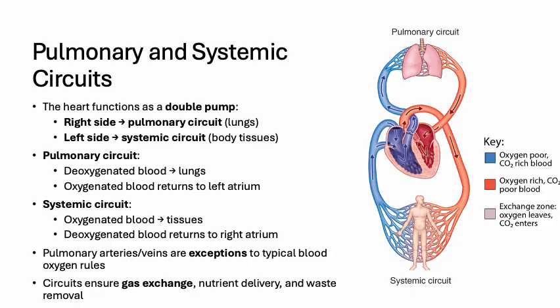It's also very important to note an exception to the common rule. Normally, arteries carry oxygenated blood and veins carry deoxygenated blood, but in the pulmonary circuit, it is reversed. Pulmonary arteries carry deoxygenated blood to the lungs, and pulmonary veins return oxygenated blood to the heart. These 2 circuits work together to keep cells alive, delivering oxygen, removing carbon dioxide, and maintaining overall homeostasis.